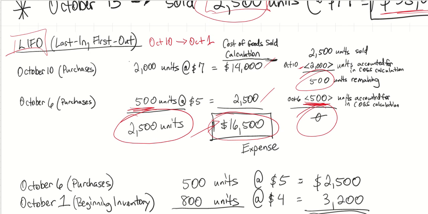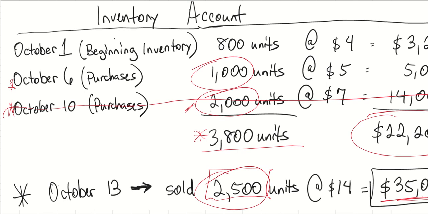Okay, now we've got to figure out what the ending inventory balance is going to be after the sale was made. So we scroll up here. The October 10 batch of inventory of 2,000 units was already recorded in the cost of goods sold calculation, so that's no longer sitting in the company's inventory account. October 6, out of 1,000 units, we've only included half of those units in the cost of goods sold calculation, so we still have 500 remaining in the company's inventory account. And then October 1st, we didn't touch it.